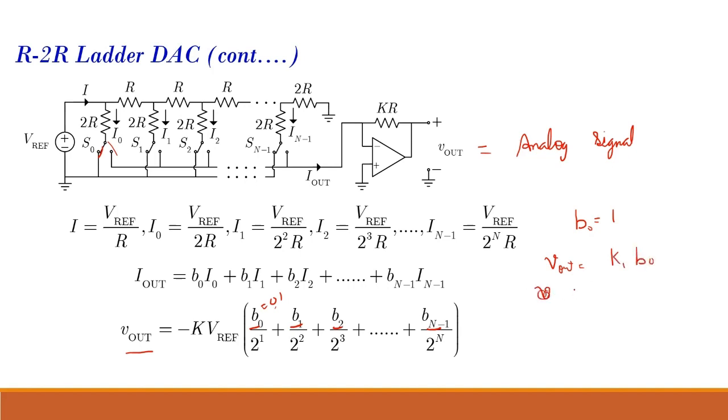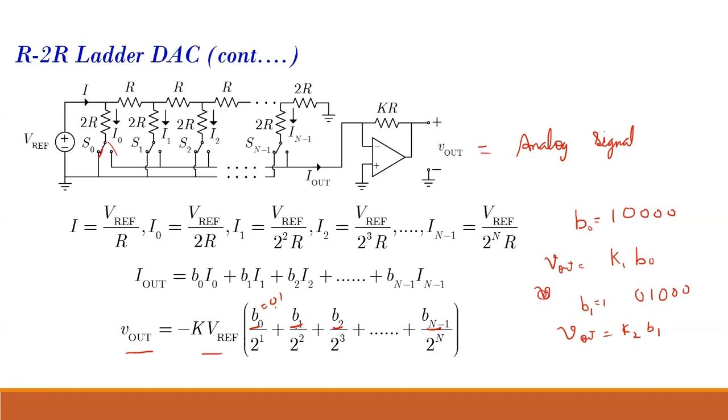Then what you do is set all the other bits to 0 and set only B0 to 1. Next, you set B1 equal to 1, so it will be 0, 1, 0, 0, 0. So V output, you will get to be some K2 into B1. You use this method, and since it's a linear network, you can apply the superposition theorem. The output voltage is the sum of all these voltages, and so you will get this expression.